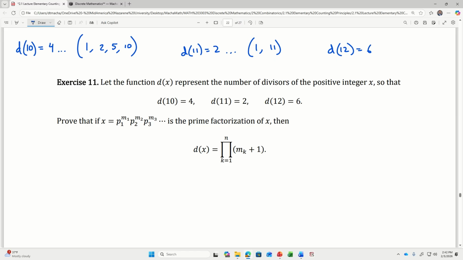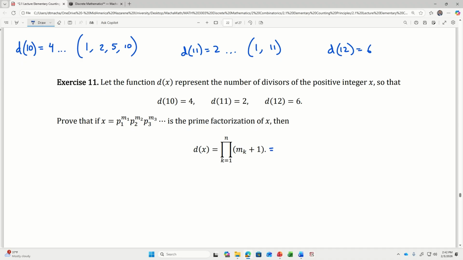Good. Okay. Prove that if x has the prime factorization p1 to the m1 times p2 to the m2 times p3 to the m3, right? The way we did prime factorization a moment ago. Then this is true. And we were talking about this product symbol earlier. And so this is a product of a bunch of factors where each factor looks like one of those multiplicities plus 1.